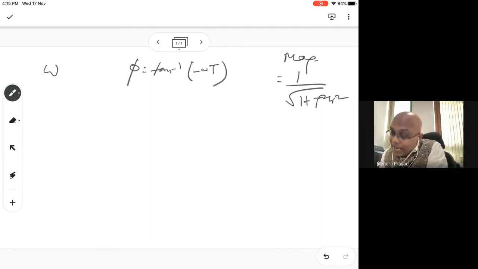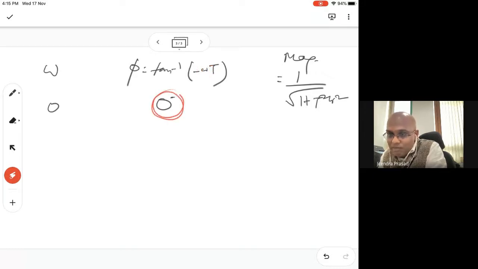Now, if you take omega equal to 0, then phi will be 0, right? But this is on the negative side. It's 0, but it is minus actually. If you take omega very, very small, then there will be a small negative value close to 0. And for the magnitude, put omega equal to 0 here, and you will get magnitude equal to 1.